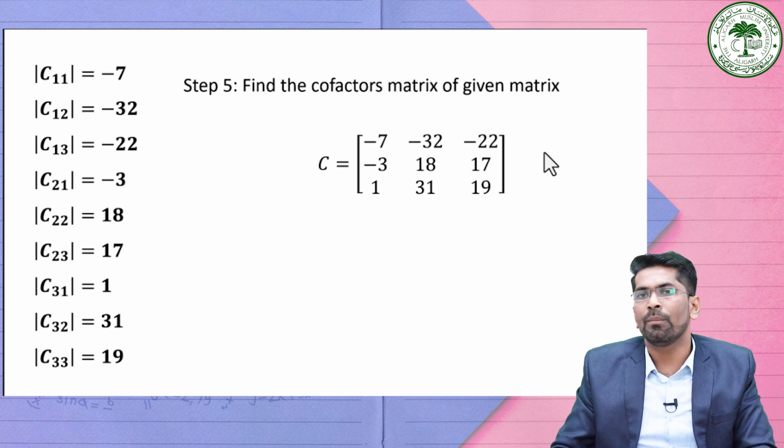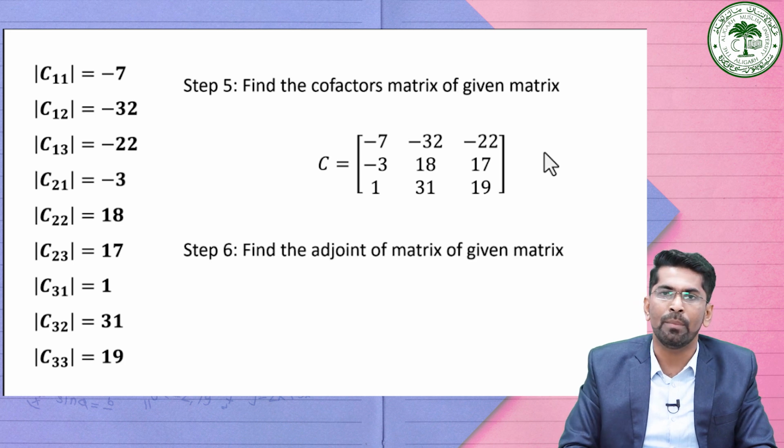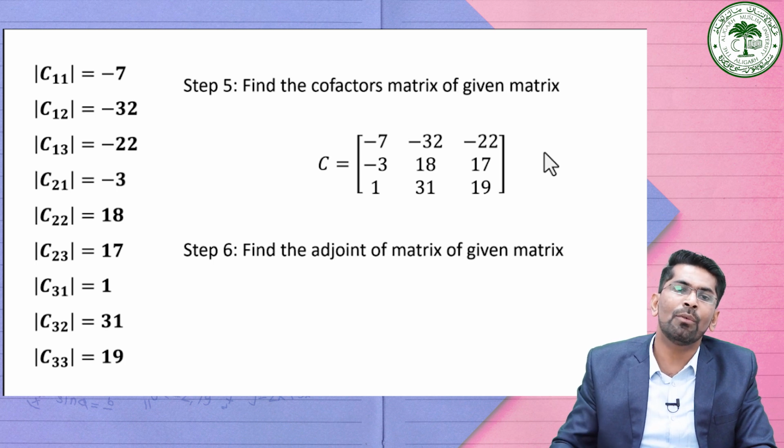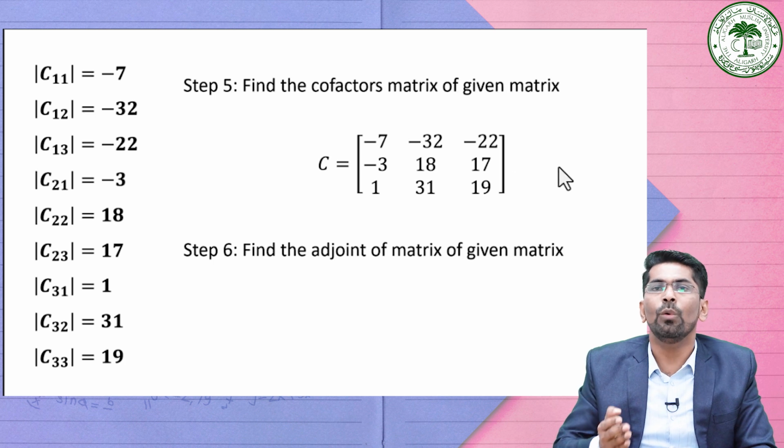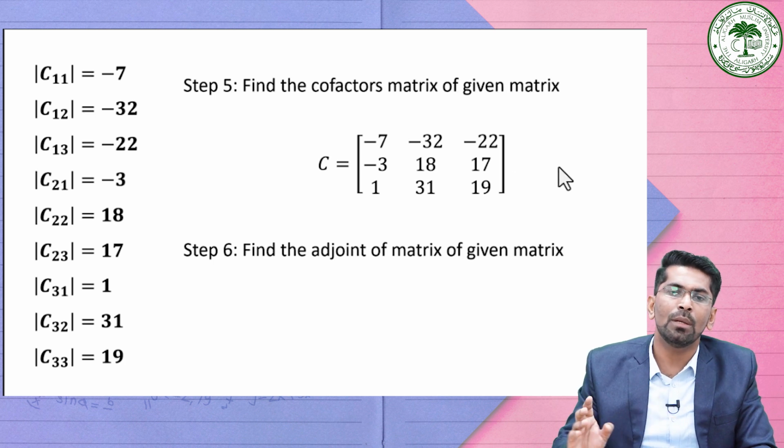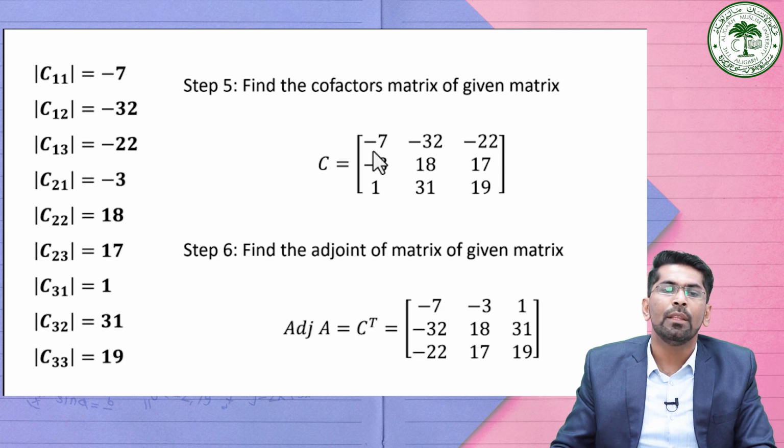After finding the cofactor matrix, we have to find the adjoint of the given matrix. How to find the adjoint? The adjoint can be found by taking the transpose of the cofactor matrix. So here we are going to interchange the rows into columns and columns into rows. The first row will become the first column, the second row will become the second column, and the third row will become the third column. So the adjoint of the matrix is minus 7, minus 3, 1, minus 32, 18, 31, minus 22, 17 and 19. So this is the adjoint of the matrix.